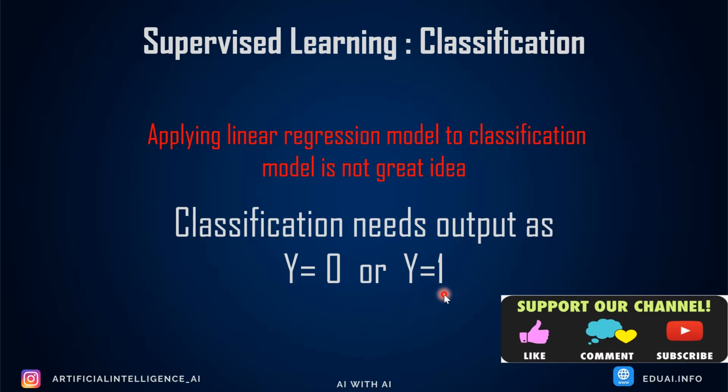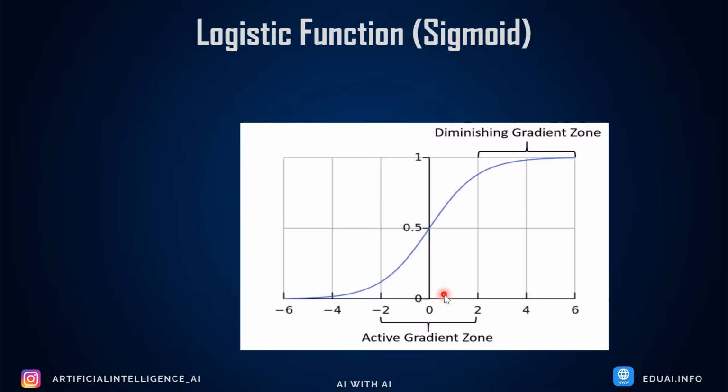So the question here is, I need to find out some function which gives me 0 or 1. When you provide some input, I need 0 or 1. So which function can provide the output as 0 or 1? And the function that we are going to use in logistic regression is called sigmoid. You don't need to really use it, but internally the logistic regression uses sigmoid function. I'll explain sigmoid function quickly.